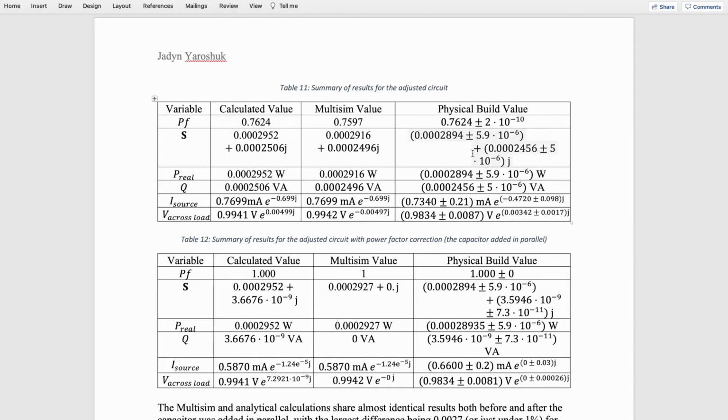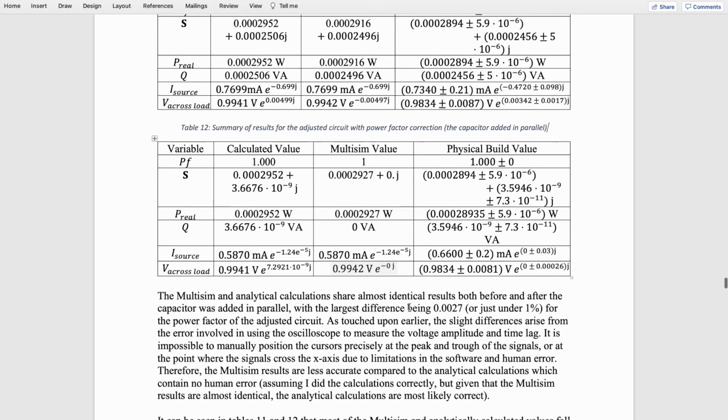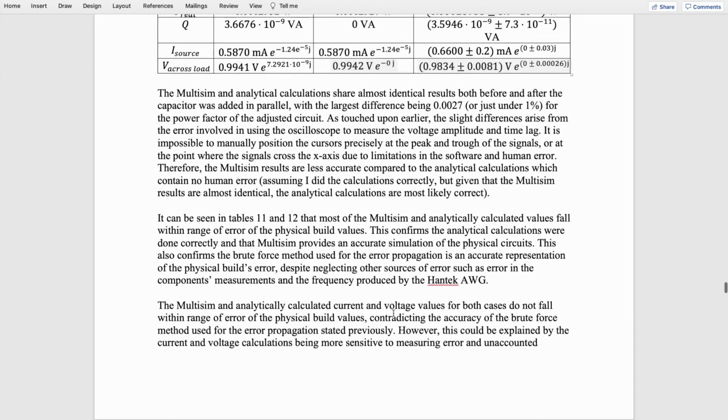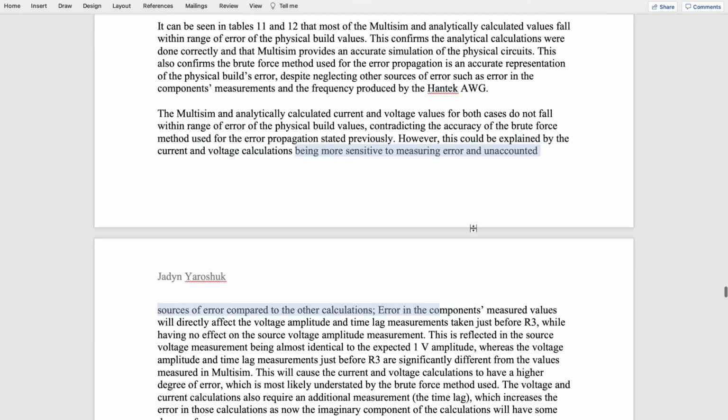And it should also be noted that for the most part, in fact for all the values except the source current and voltage across the load, the Multisim and calculated values fall within range of error of these values, indicating that the error analysis that I used is probably an accurate representation of the error involved in the calculations. However, since these do not fall within range of error for both cases, it could suggest otherwise. I go on to explain that this could be a result of the voltage and current calculations being more sensitive to the error, and non-accounted sources of error, compared to the other calculations.